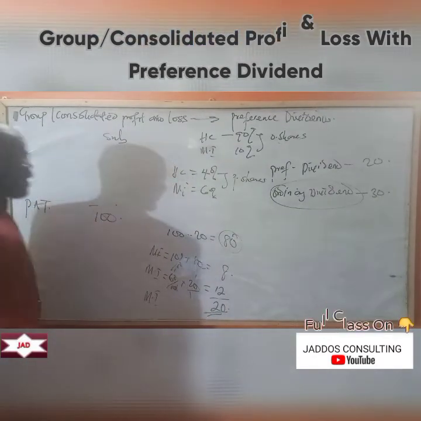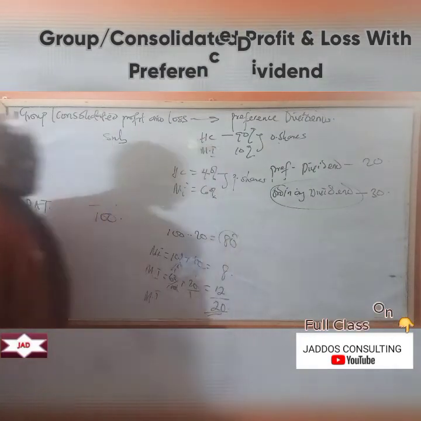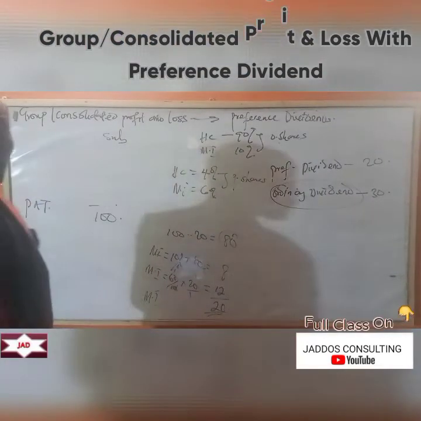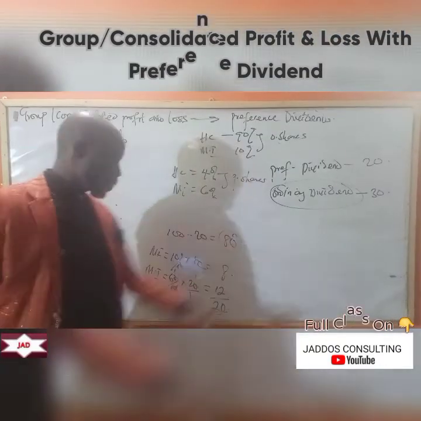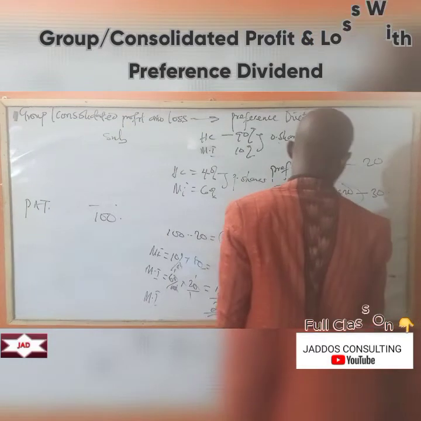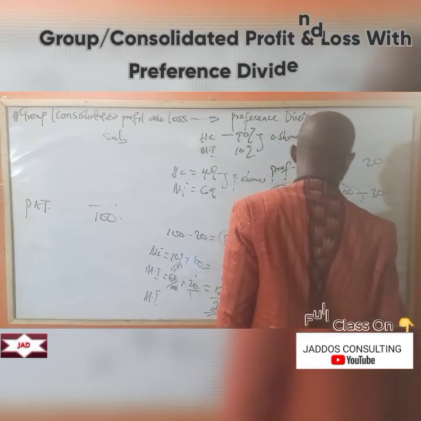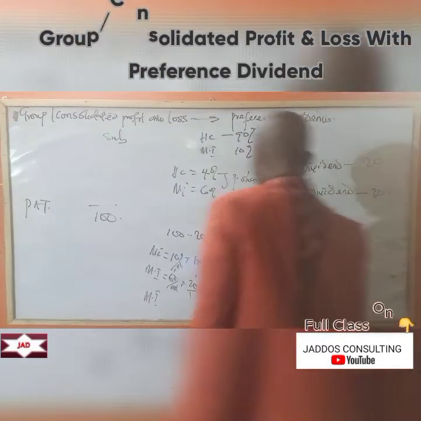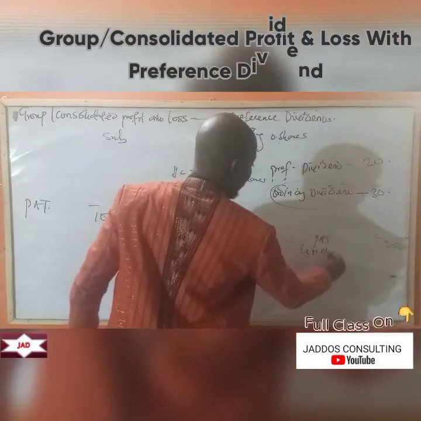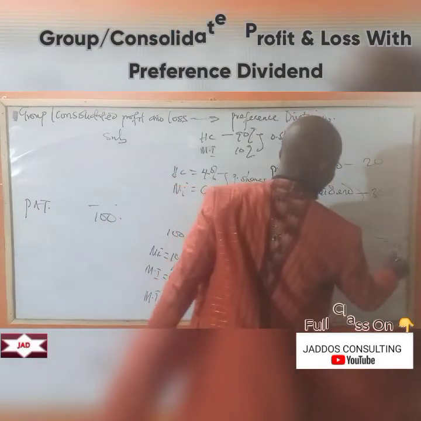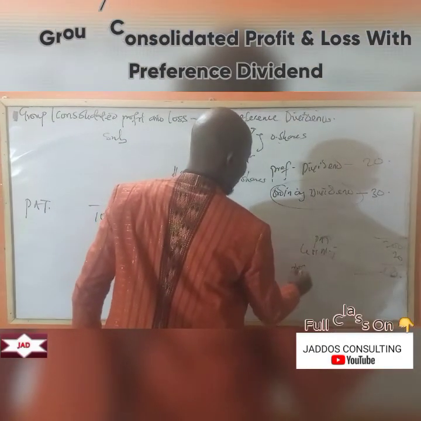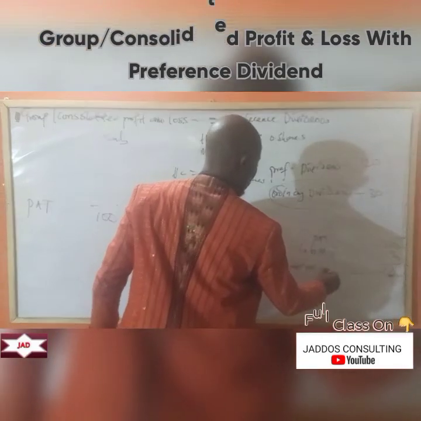So at the CPL level, we're going to take this out of the profit at consolidation level. Let's say we have a part of 200. So you're going to say less minority interest of 20, which is 180. So this is the profit attributable to the group.